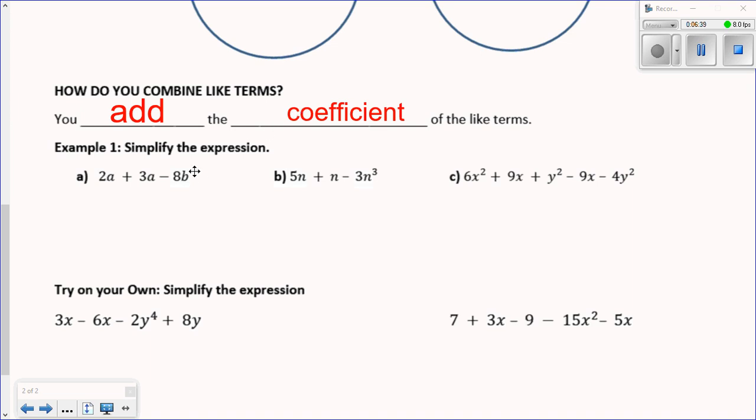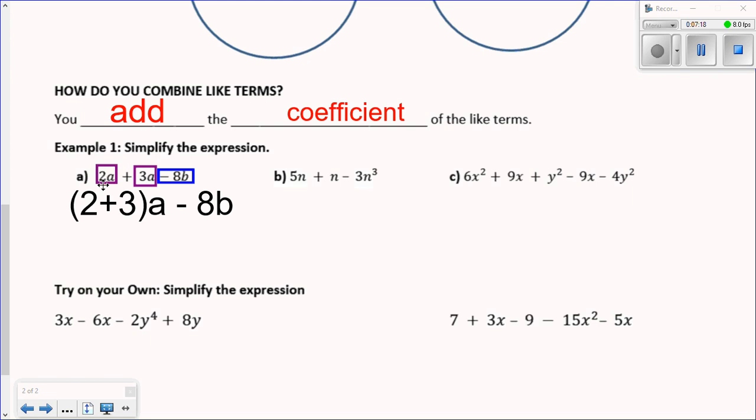So here's a couple of examples. We need to simplify the expression. We're just going to combine like terms. I go through all my terms. I have a 2a, I have a 3a, and I have the negative 8b. Okay? My like terms are the ones that have the same variable. So the a's can be put together. I like to color code or use different shapes to figure out which ones are alike. That way I can keep track. The negative 8b doesn't have any like terms.